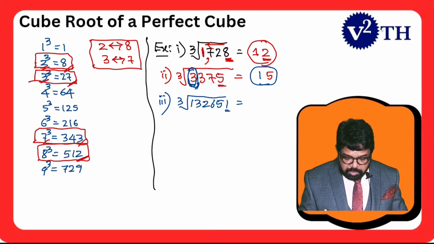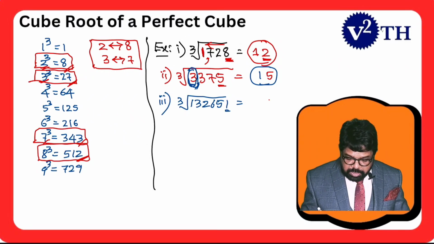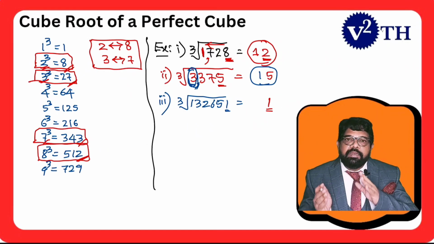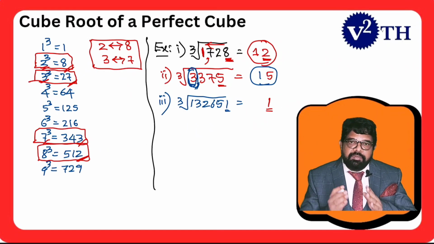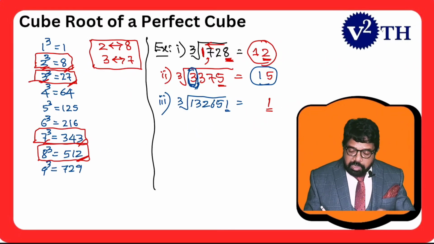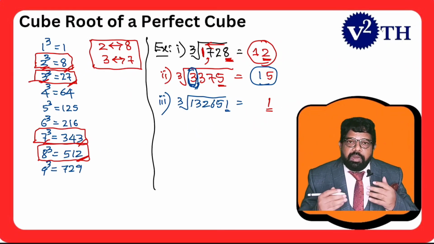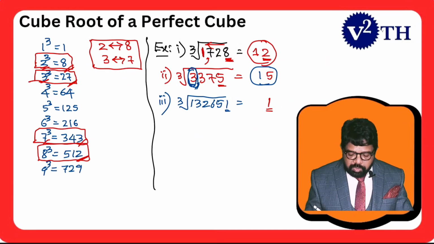Observe the last digit, 1. 1 ends with 1 only. Last digit is 1. 2 ends with 8, 8 ends with 2, 3 ends with 7, 7 ends with 3. The remaining digits end with the same digit. So here the last digit is 1. It may be 21 or 31 or 41 or 51 or 61 or 71. What is its value? That is how we calculate.